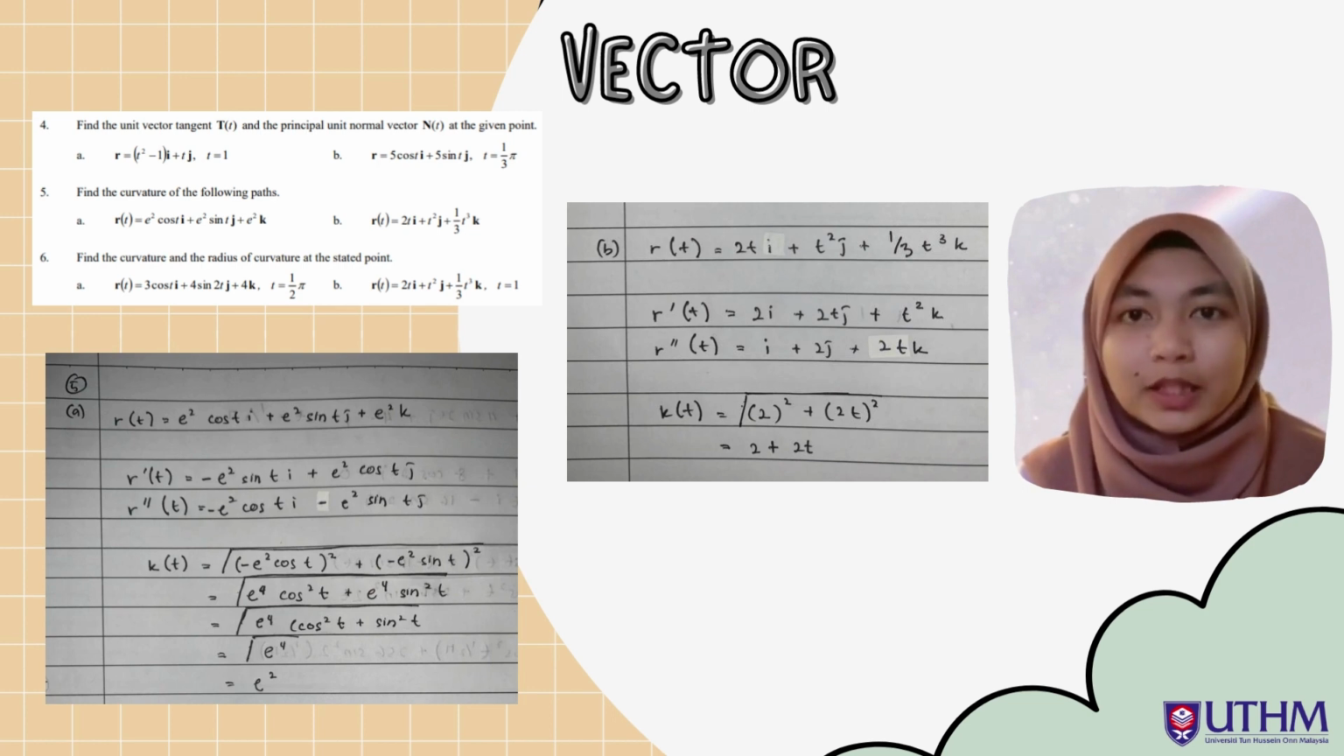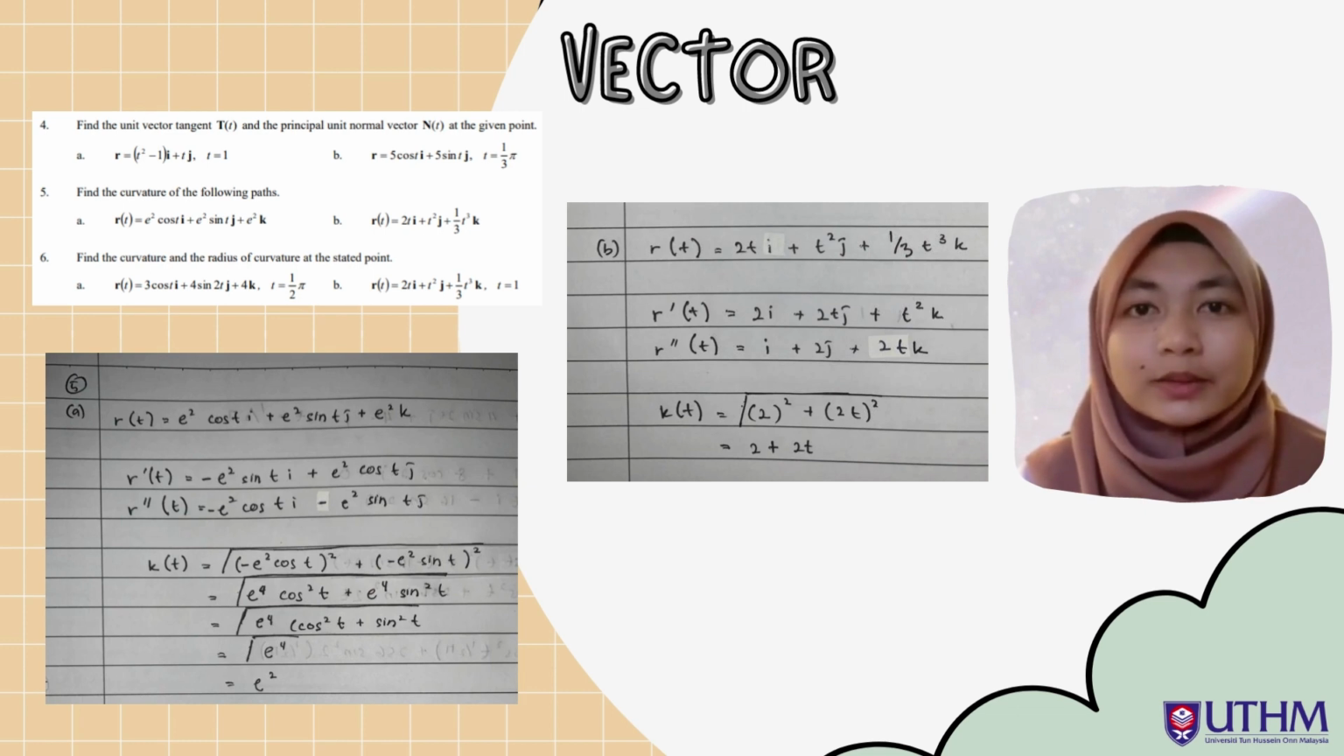Number 5b, we also need to do the second derivative. So the first derivative is 2i plus 2tj plus t square k. The second derivative is i plus 2j plus 2tk. So kt equals the square root of 2 power of 2 plus (2t) power of 2. Then we get the answer.